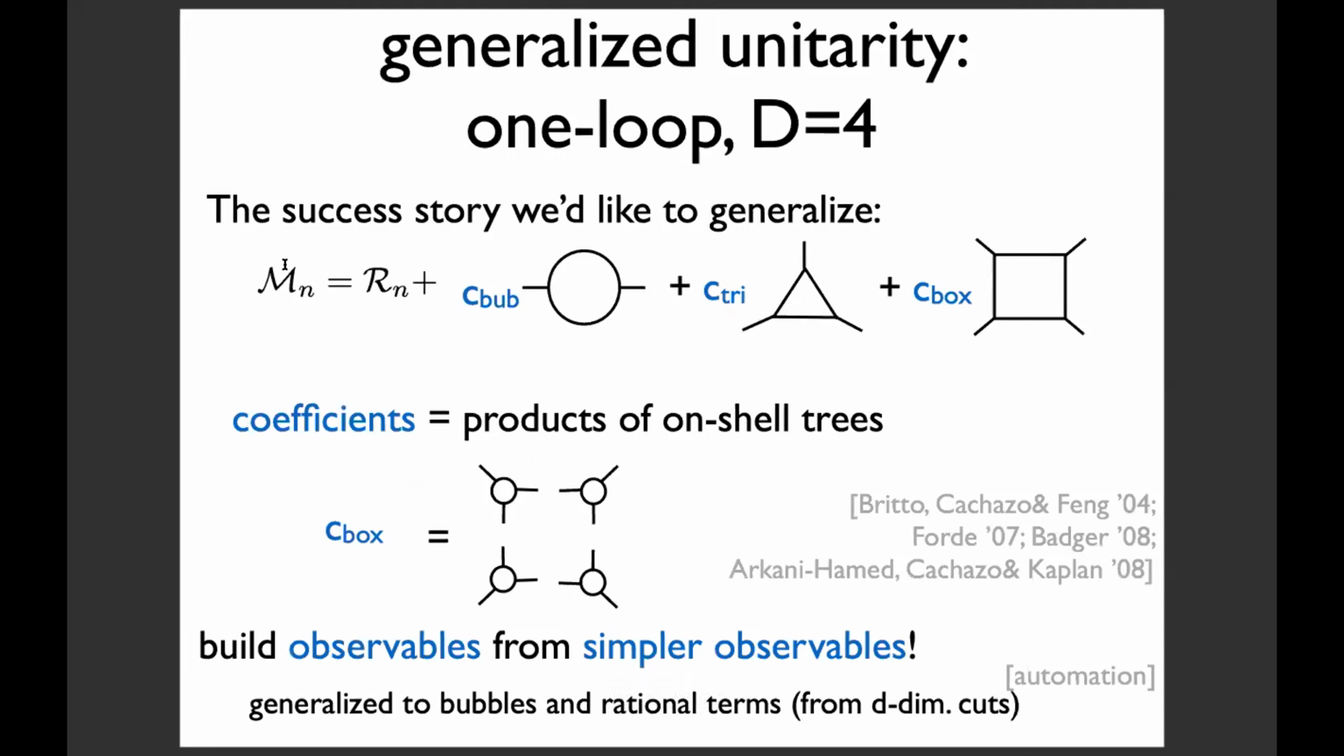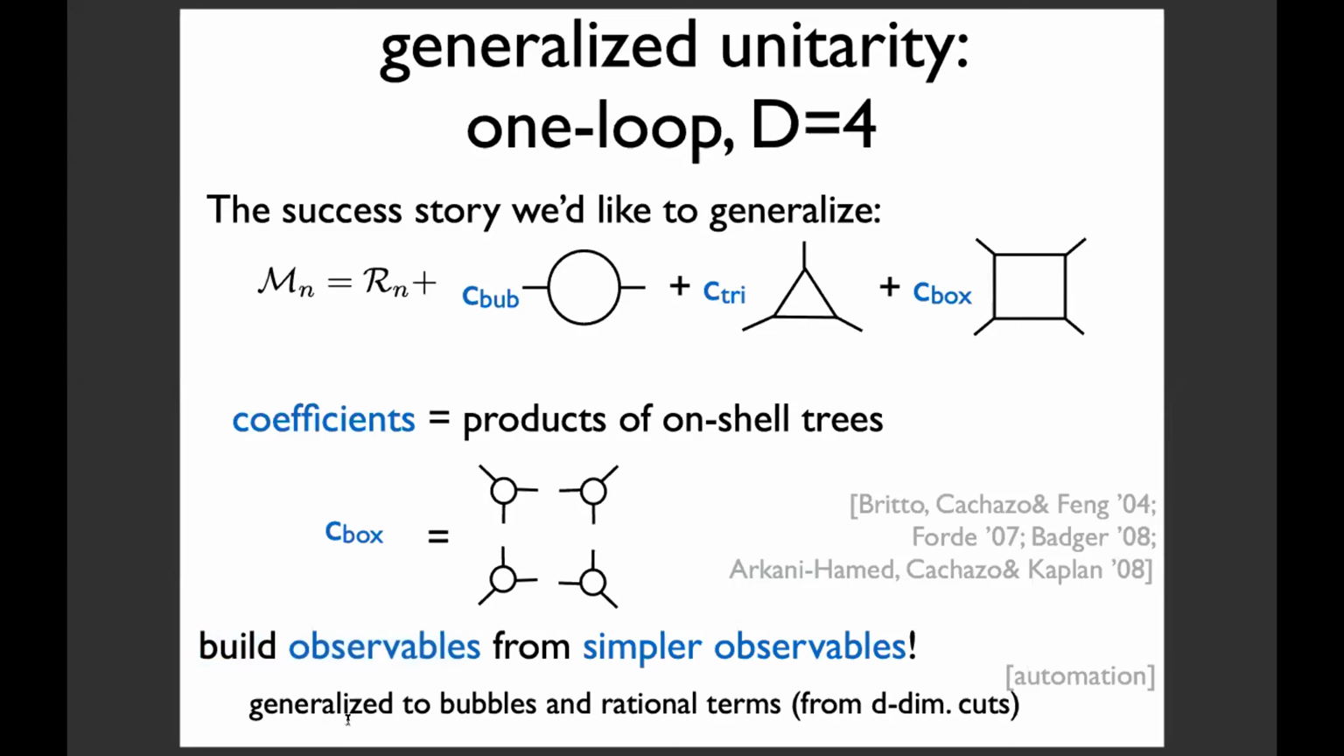So the success story that we're trying to generalize is the story of generalized unitarity for one loop integrals near dimension 4, where it can be written in the form of a rational term plus bubble, triangle, box, sometimes tadpoles. And the main point is that the coefficients can be expressed as products of unshelled trees. This is something that I find extremely appealing, a thing that's been attracting me to this amplitude field from the beginning, that it allows you to build observables from simple observables. These unshelled trees are not like vertices in Feynman graphs. They're really the observables themselves.